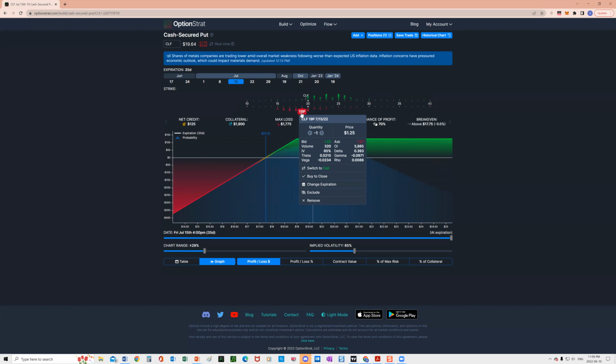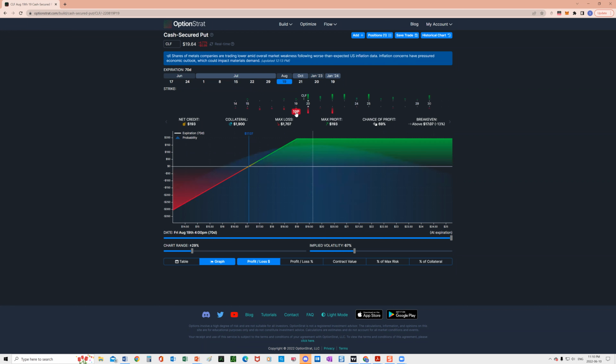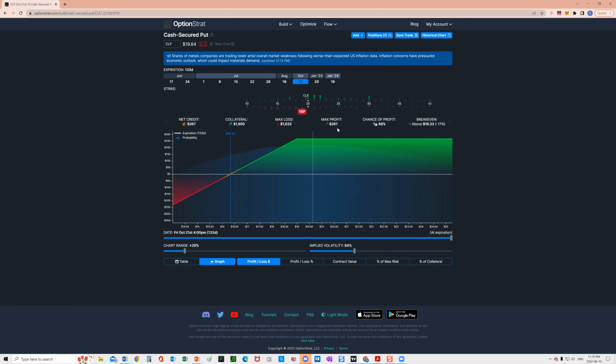Which means that if CLF drops to $19 or lower, you will likely get exercised, which means you will buy it for $19, but you've also collected $1.25. So your actual cost would be what, $17.75? Can't go wrong with that. Right? And so the further out in time you go, the more money you're going to collect, right? So here, $1.93, go out to October, $2.67. And basically you're just going to wait.